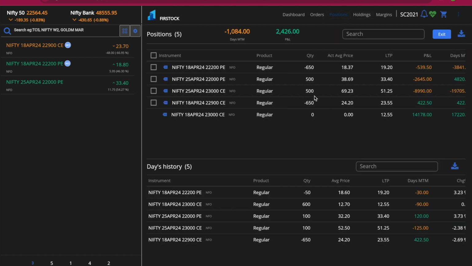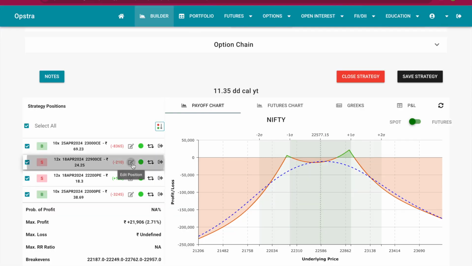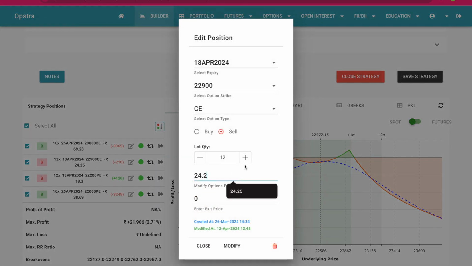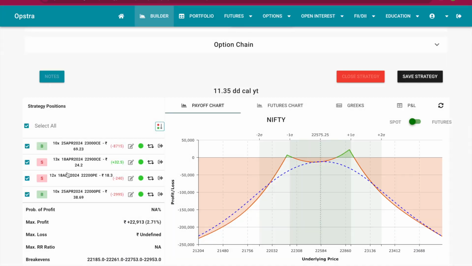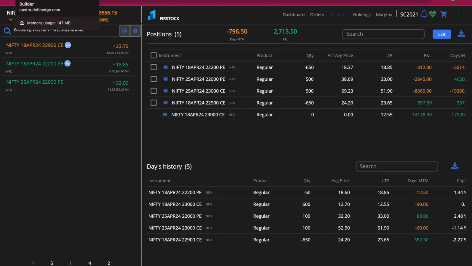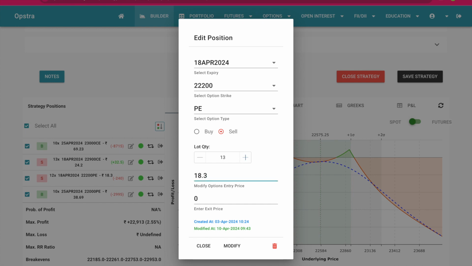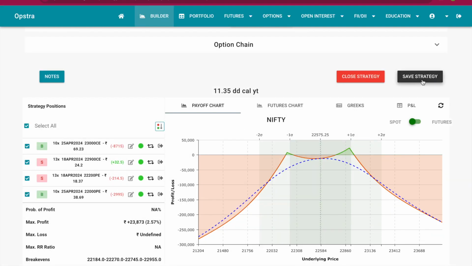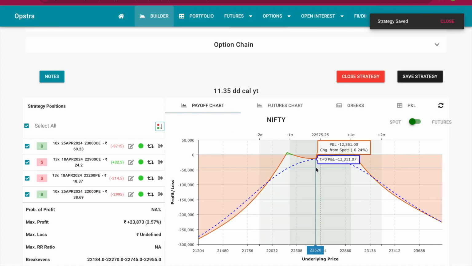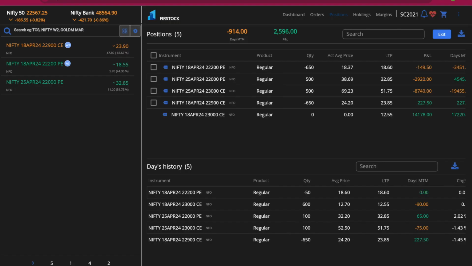So 650 is 30, 18.37, 24.2, 4.2 is 13. So here is a modification, and then we have 18.37. Here is the value for 18.37. We modify this, we save the strategy. Okay. Now in the center we have max loss of 13k.